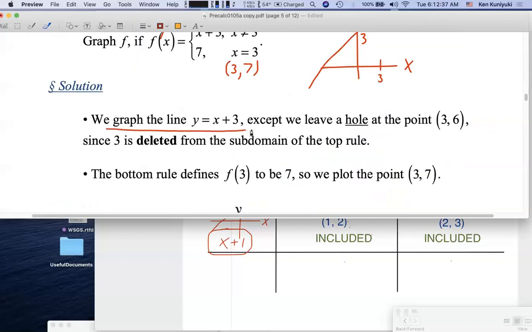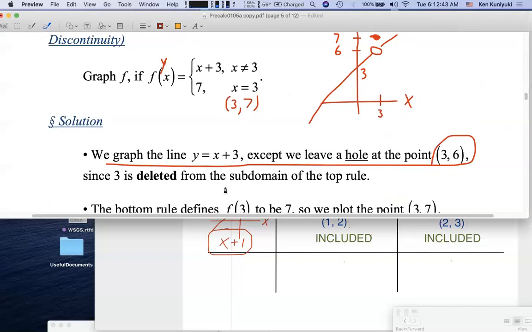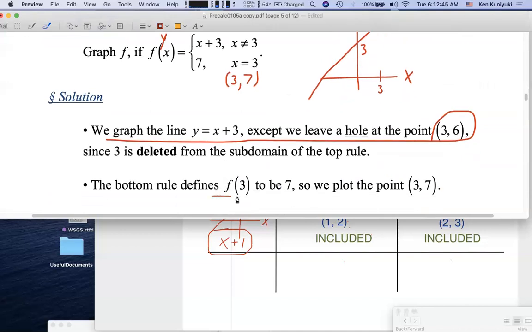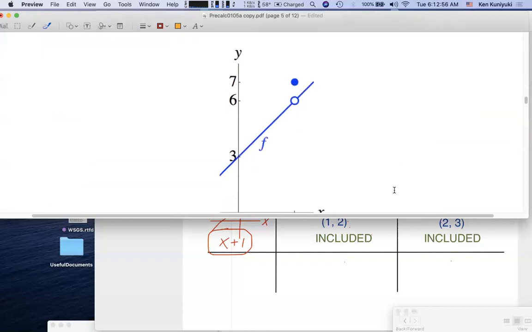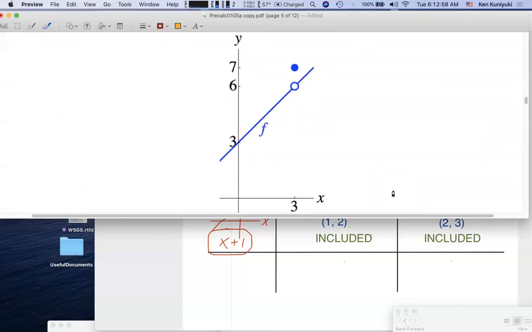Let's reiterate. We graph the line y equals x plus 3, except we leave a hole at the point (3, 6), since 3 was deleted from the subdomain. The bottom rule defines f of 3 to be 7. That's what the bottom rule says: f of 3 equals 7. That's why (3, 7) is on the graph, which means the graph of the piecewise function looks like that. I hope you're able to give yourself an A+.